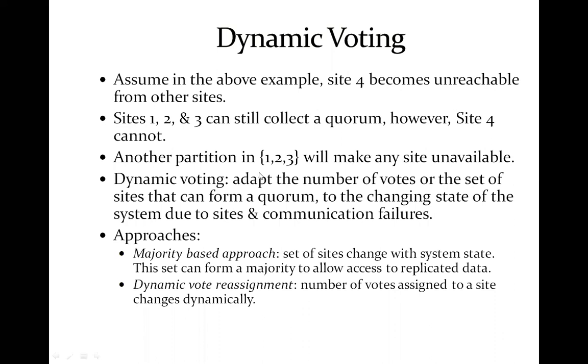So for that purpose, the dynamic voting protocol can be used, which will be able to solve the problem by adapting the number of votes, or you can say the set of sites can form a quorum by changing the state of the system because of the failure of a site or the failure of communication. In dynamic voting protocol, we have 2 approaches. The first one is the majority based approach, and the second one is dynamic vote reassignment.